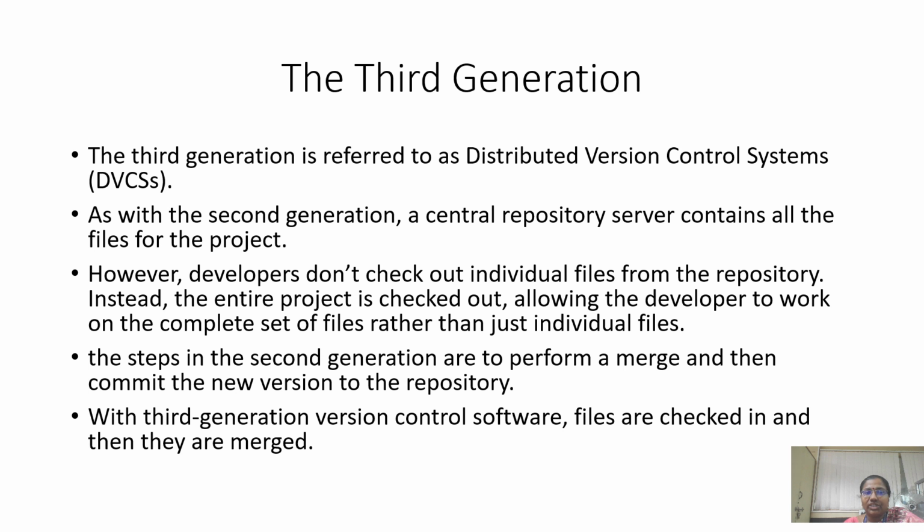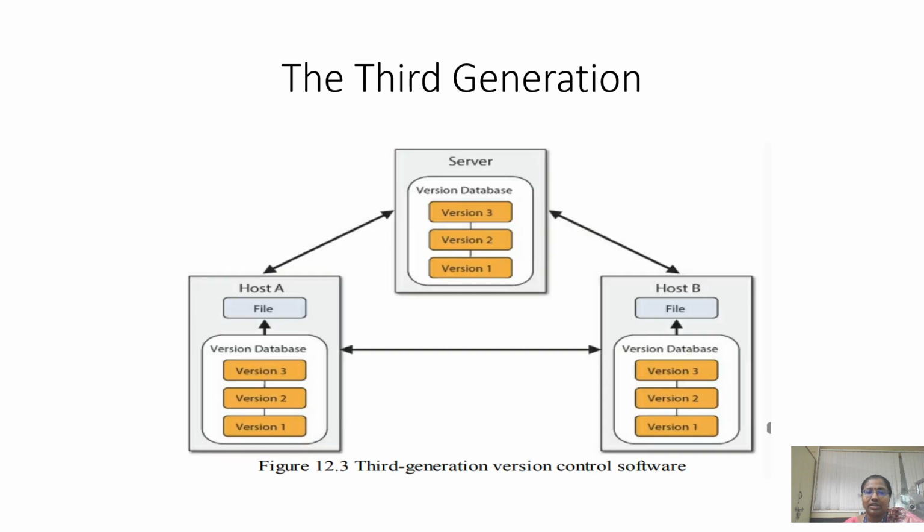So the third generation is referred to as the distributed version control system. As with the second generation, a central repository server contains all the files in the project. Here developers don't check out individual files from the repository. Instead, the entire project is checked out, allowing the developer to work on the complete set of files rather than individual files. So the steps in the second generation were to perform a merge and then commit the new version to the repository. With the third generation, files are checked in and then also merged.